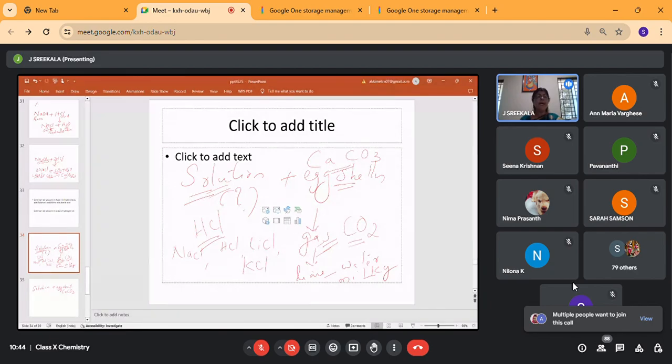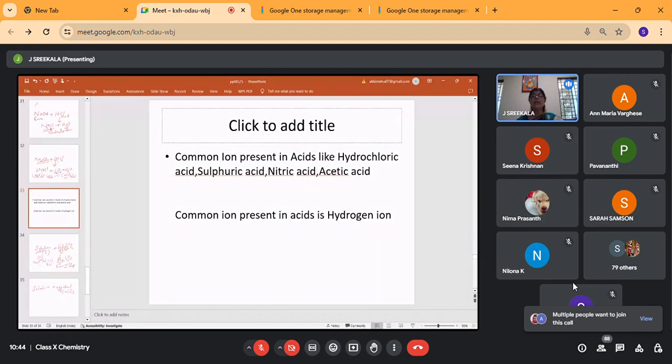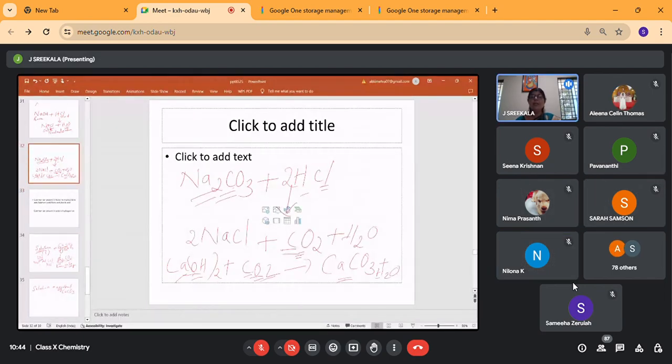So we will go back to what all things we learned. What is the common ion present in acids? Hydrogen ion. And what is the reaction of sodium carbonate with HCl? Remember, carbon dioxide gas is produced.